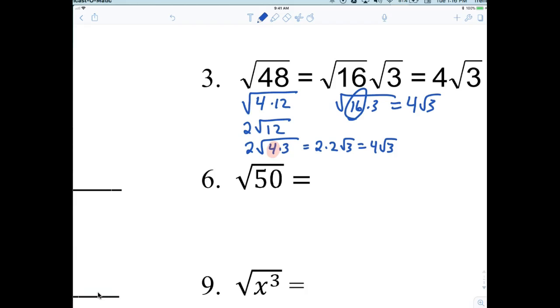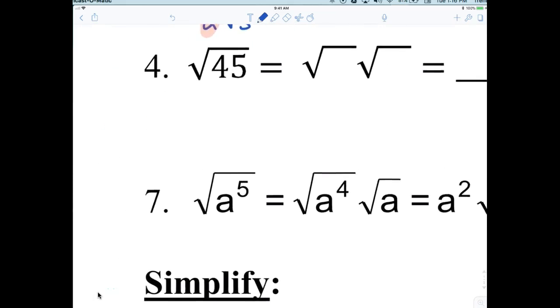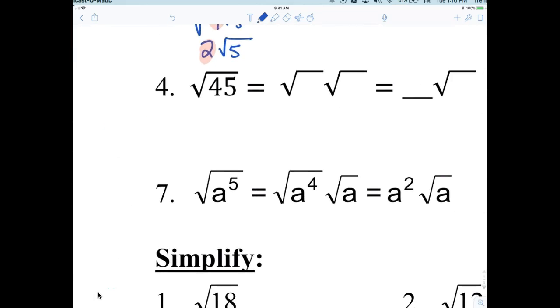All right. So here we go. Number 4. What's the largest perfect square you see in 45? Now, 3 times 15 is 45, but neither one of those are perfect squares. You have to choose 5 and 9. So what you're going to do is change 45 to 9 times 5.